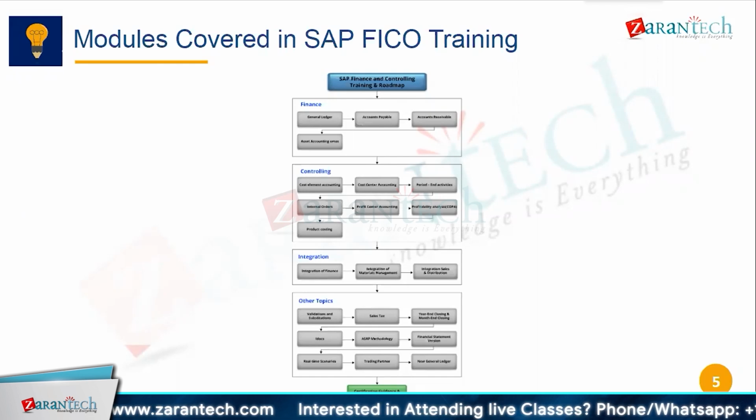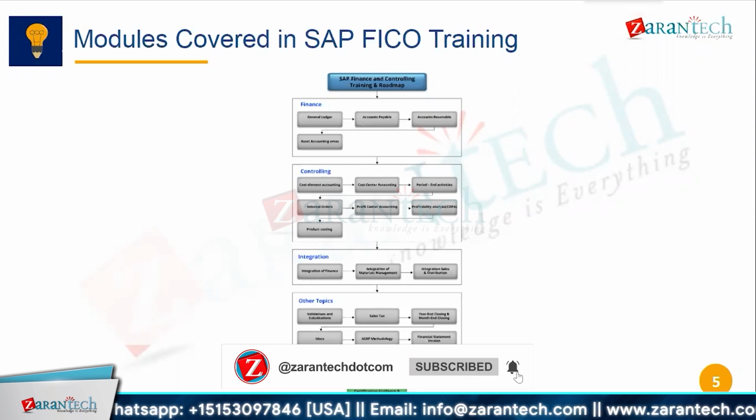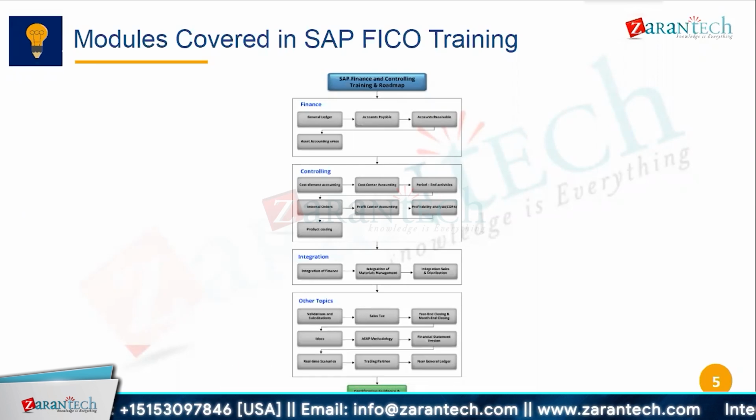As the first part of this SAP FICO course, we'll be doing the general ledger, accounts payable, accounts receivable, and asset accounting. For someone coming into SAP, these are the four main areas you will be expected to know. The second part would be controlling, where we'll be doing cost element accounting, cost center accounting, period end activities, internal orders, profit center accounting, profitability analysis, COPA, and product costing.